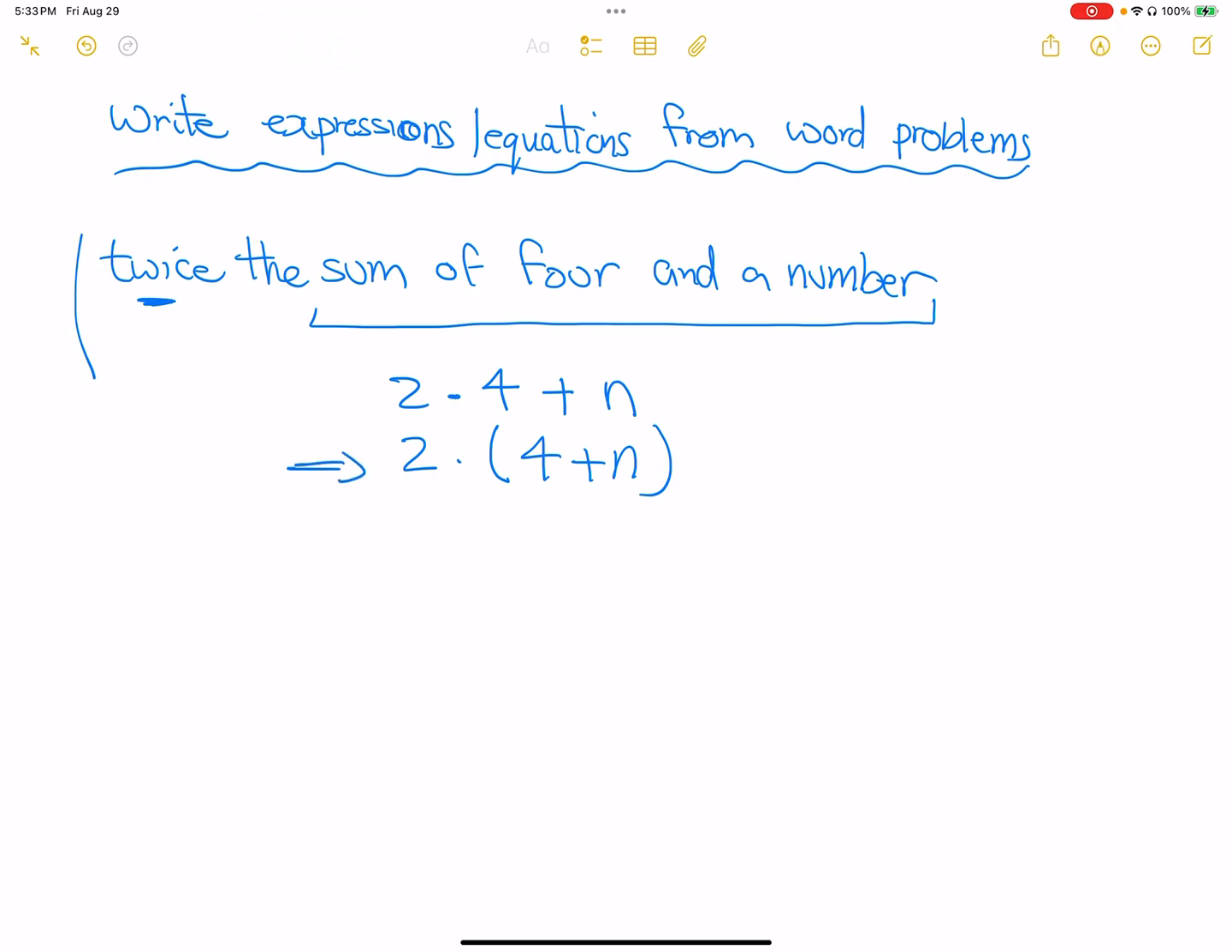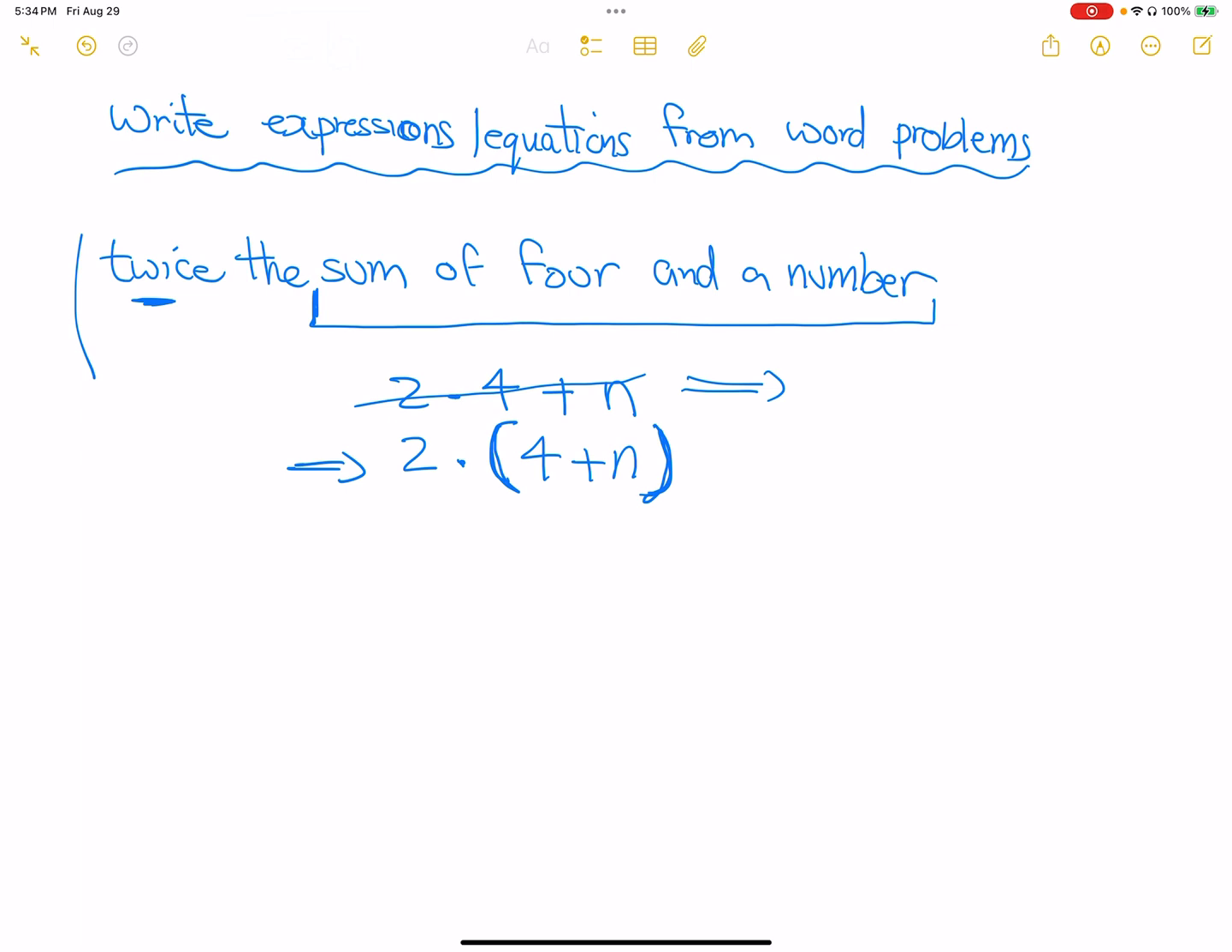Because if you look at the order of operations, the first one is written as 2 times 4 plus n, which is essentially 8 plus n. You've changed the question altogether, right? However, the sum of 4 and a number, you are doubling that whole, the entire sum. This parentheses is basically the sum of 4 and a number where we are trying to double it. So the second one would be the correct answer.